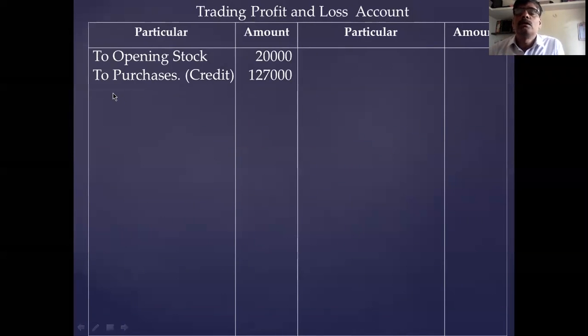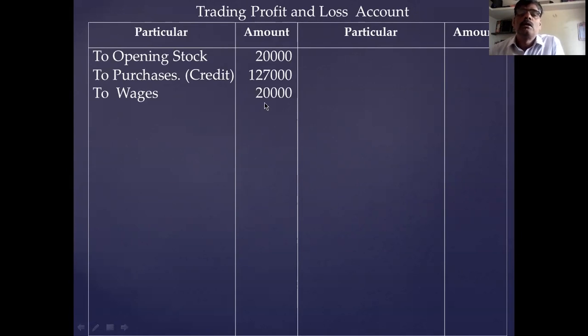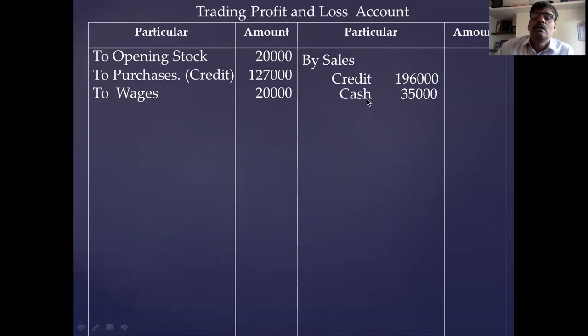Next, you take the wages from the cash book. Third item in the cash book, wages, 20,000. Okay. Now come to the credit side. Credit side sales. There are two sales. Cash sale is in the cash book and credit sale is in the debtors account. So credit sale in the debtors account is 1,96,000 you calculated. Then in the cash book, debit side cash sale is 35,000. Total of this is 2,31,000.